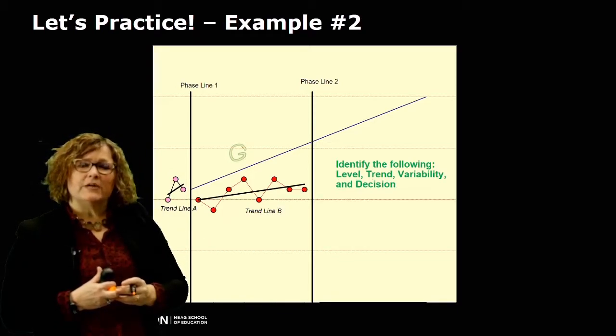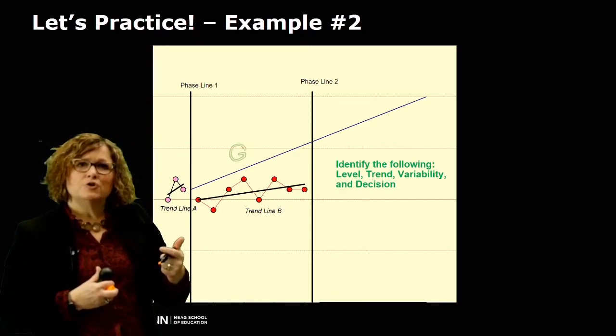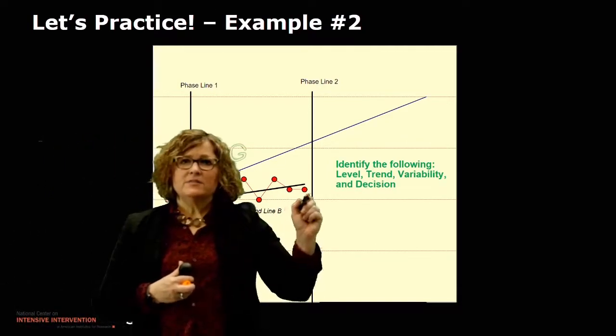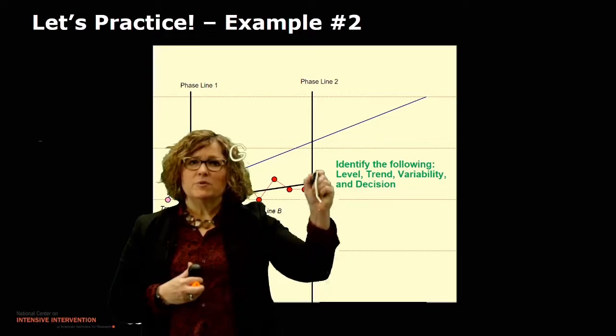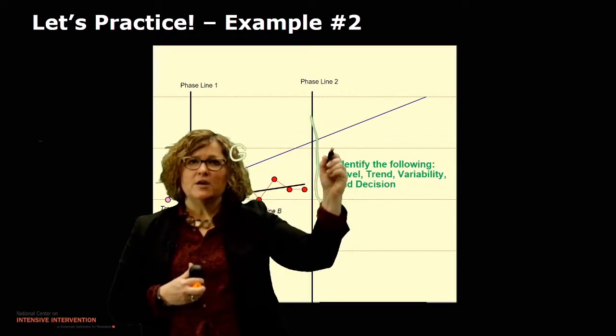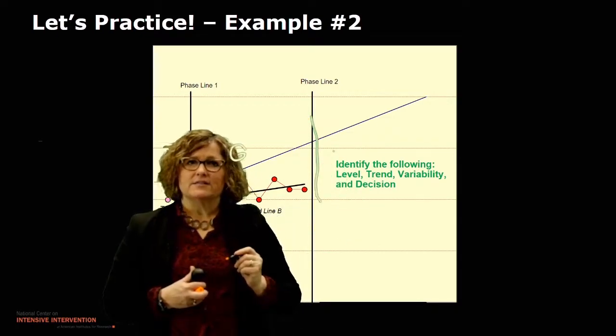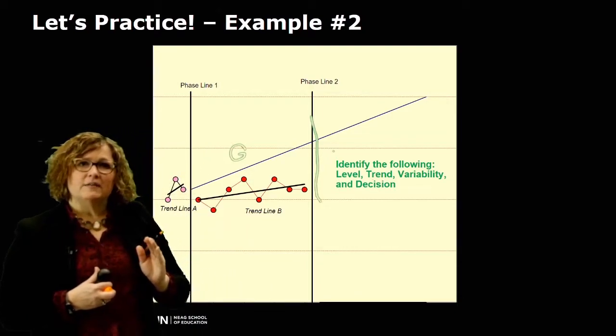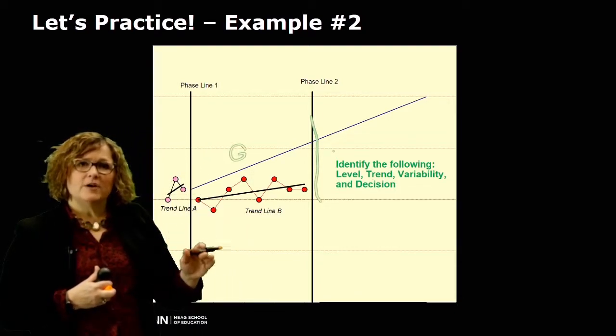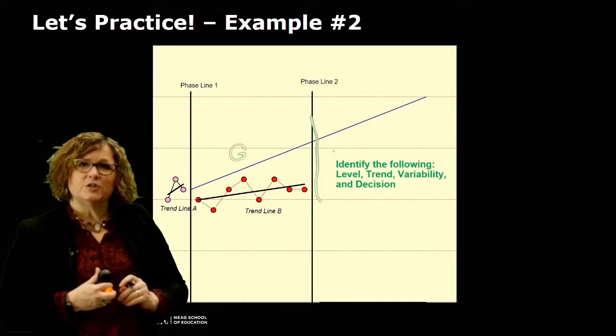Identify the following: level, trend, variability, and right at this point, remember where we see the split, what would be your decision next? So identify level, trend, variability, and what would be your decision next?